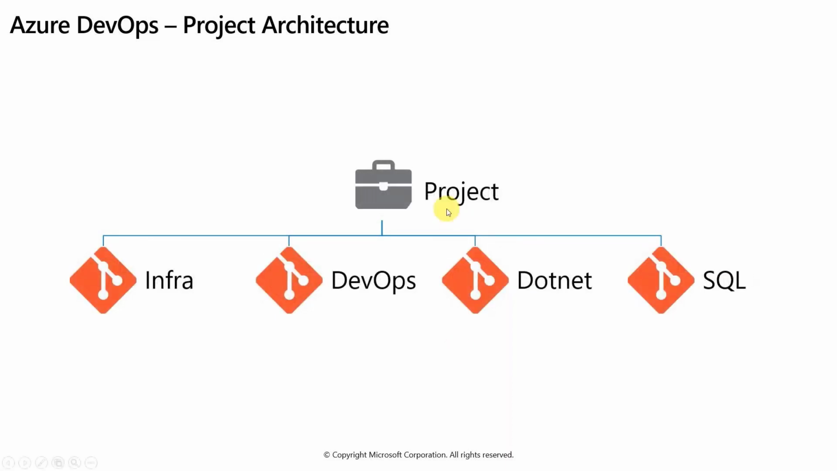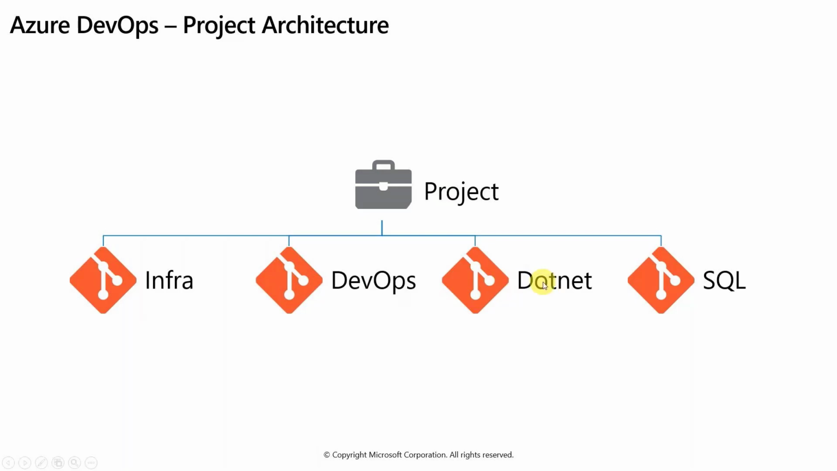Each project can have multiple repositories. One of the common questions is how many repositories we should create in a given project. Is it one or many? Some old projects have a monolithic repo architecture, which means only one repo. But now it's all segregated. Every team, every technology will have its own repo.